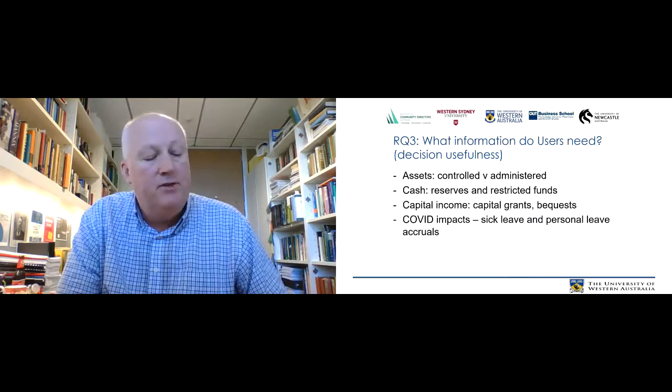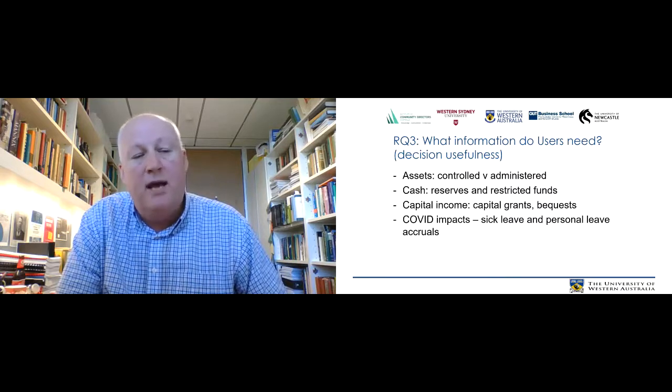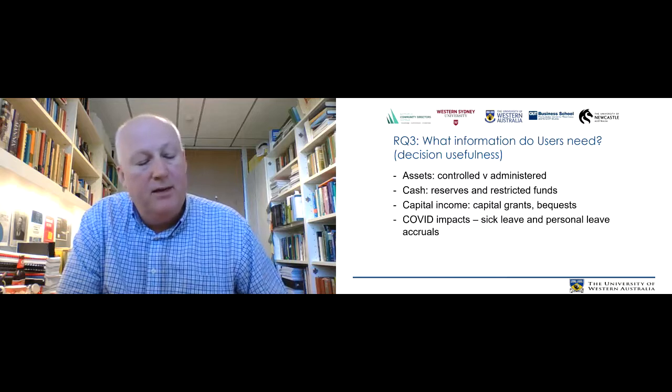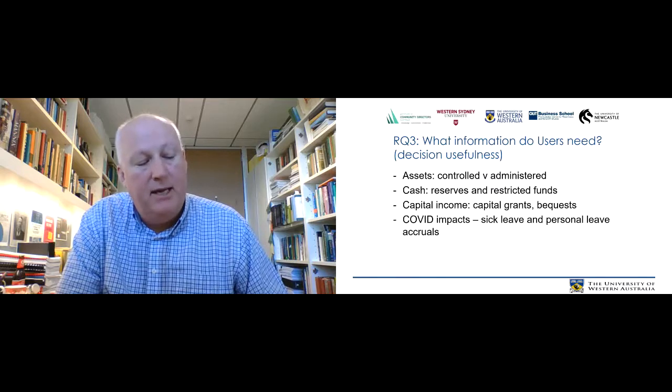Cash reserves and restricted funds were also part of that information requirements, and having appropriate narrative around those cash reserves in order that those philanthropists and government agencies that might be providing funding would be able to understand what that cash was for and why it was provided, so that there wasn't a chance of losing any potential income.